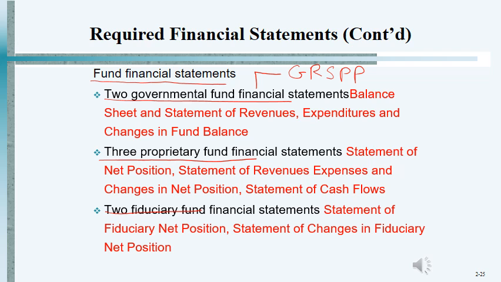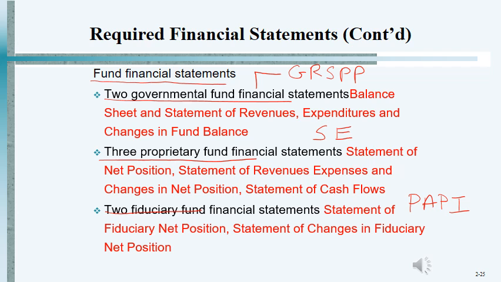Then we have our 2 proprietary funds, which is our internal service fund and our enterprise fund. And then we have our fiduciary funds. We have 4 of those, the PAPI funds. P-A-P-I. Okay, and all we're looking at here is the names of the statements.